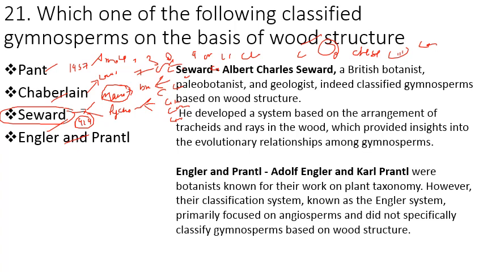So Seward, Albert Charles Seward, was a British botanist. He gave a classification of gymnosperms and divided them into 2 groups on the basis of their wood structure. Engler and Prantl, as we all know, were botanists who worked on plant taxonomy. They classified plants on the basis of the phylogenetic system and gave the evolutionary relationship between the different groups of plants.